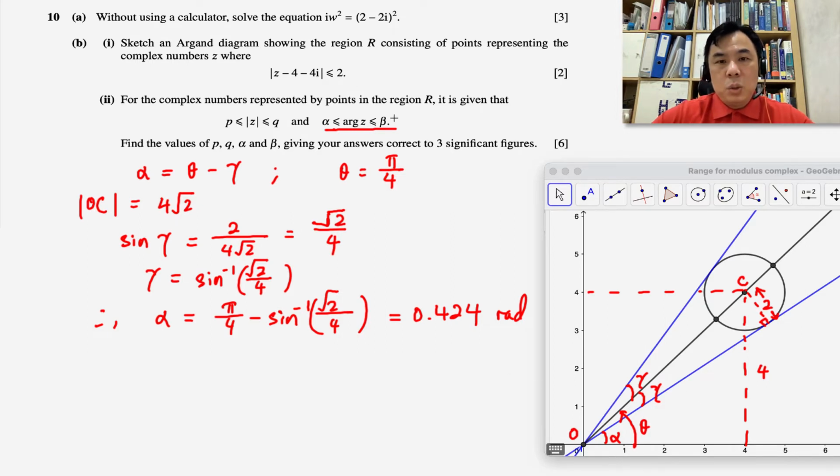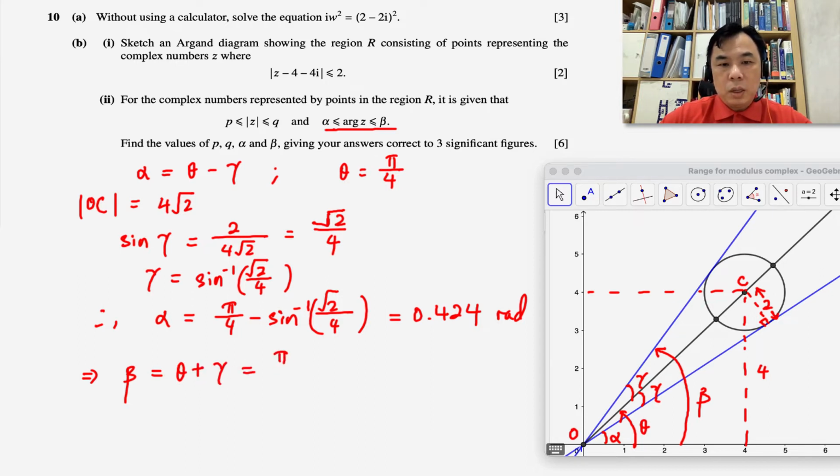And in order to get the beta, we know that beta is all the way from the horizontal line until here. This is beta. So in order to get the beta, all we need to do is just take, well, it's up to you actually. You can either take alpha plus 2 gamma, or you can take theta plus the gamma itself. So beta is actually theta plus gamma.